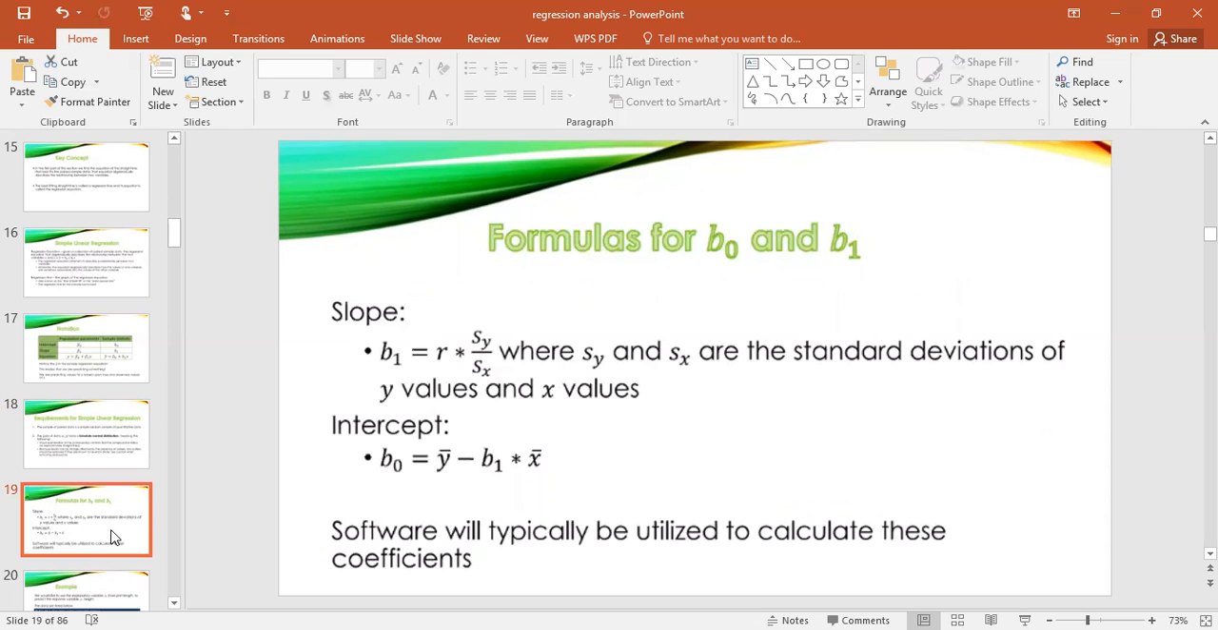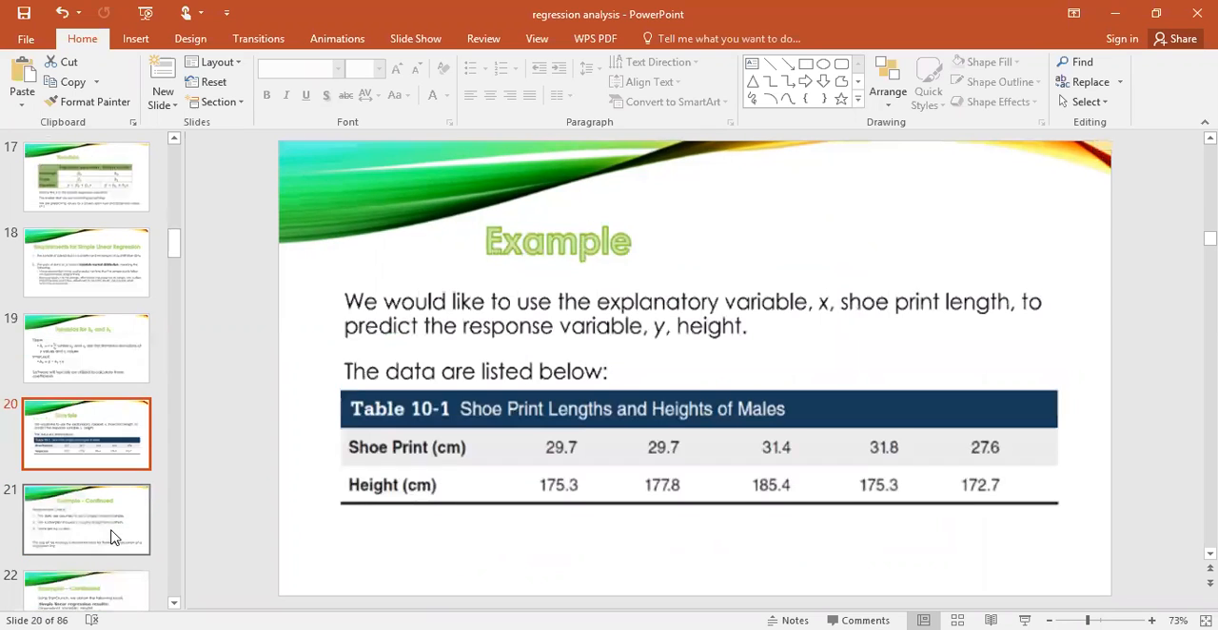Formula for b0 and b1. b1 is r times Sy divided by Sx, where Sy and Sx are the standard deviations of y values and x values. Intercept b0 is equal to y bar minus b1 times x bar. Software will typically be utilized to calculate these coefficients. We would like to use the explanatory variable x, blueprint length, to predict the response variable y, height. The data are listed below.